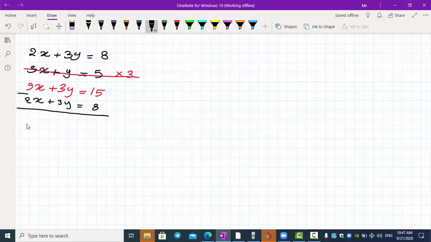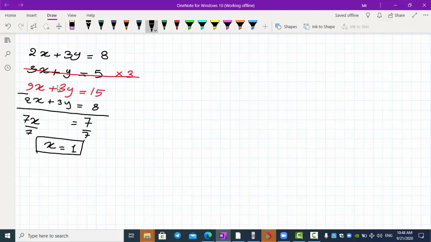So here 9x minus 2x is 7x. 3y minus 3y is 0. We don't even mention it here. 15 minus 8 is 7. So 7x is equal to 7. Divide both sides by 7. You see x is equal to 1. We got the value of one of the variables. We're going to use this to get the value of y.